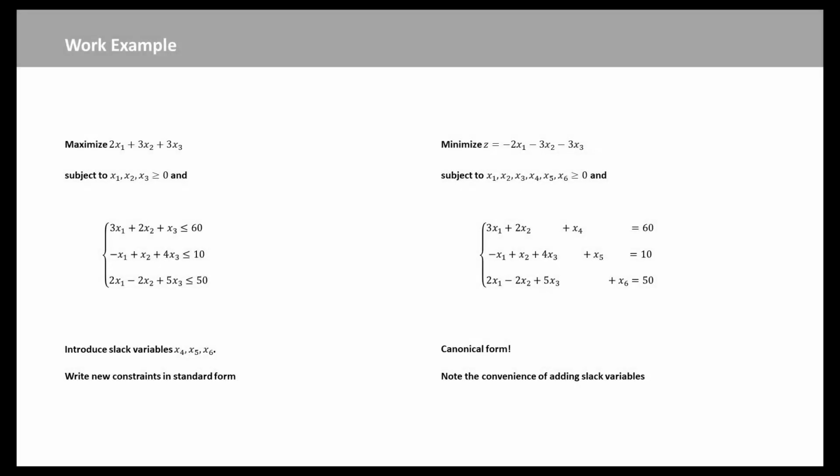Let's take an example. We want to maximize this function subject to 3 variables restricted. The constraints now are given as inequalities. This means that the problem given here is not even in standard form, so we need to write it in standard form, and then in canonical form. The new standard form is shown on the right-hand side. That is, we use slack variables to put it in canonical form.